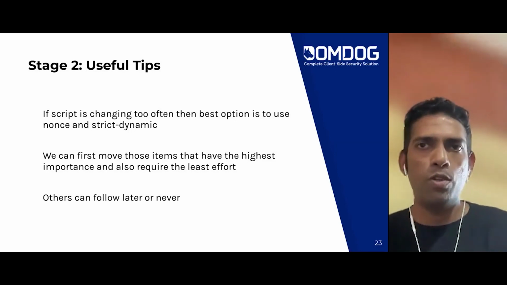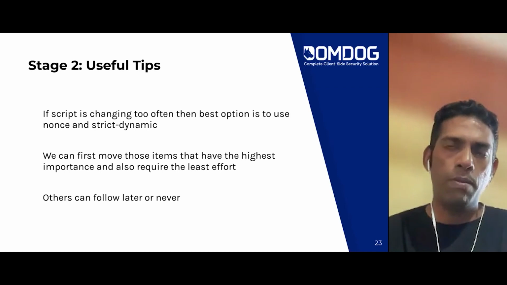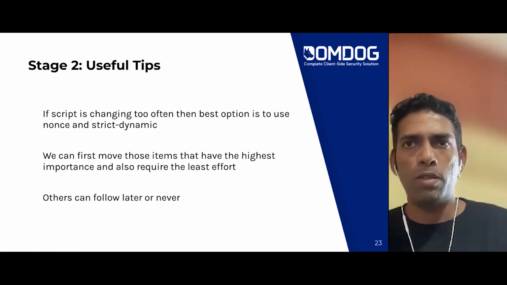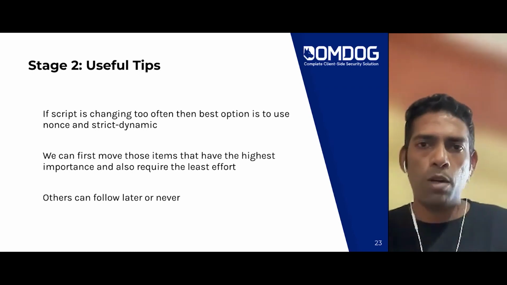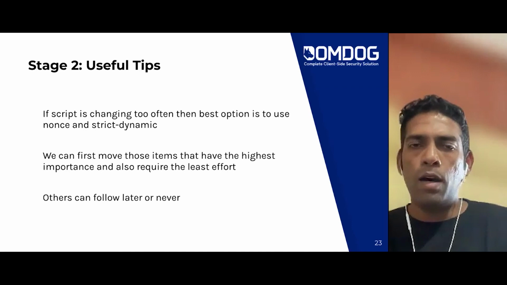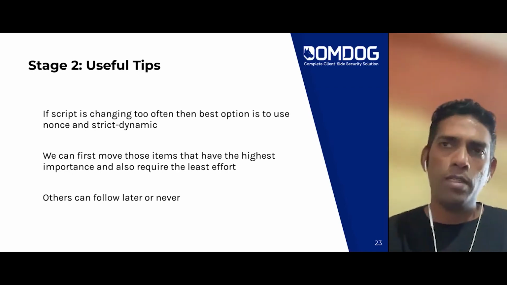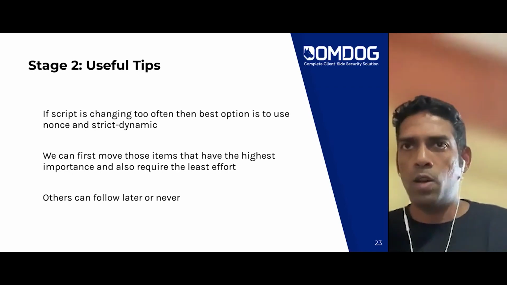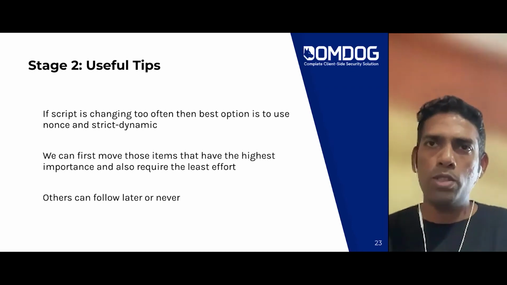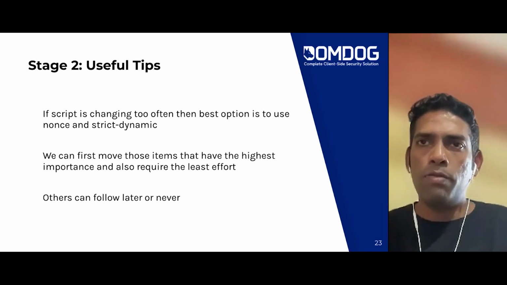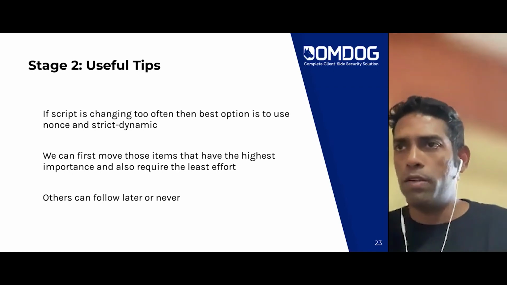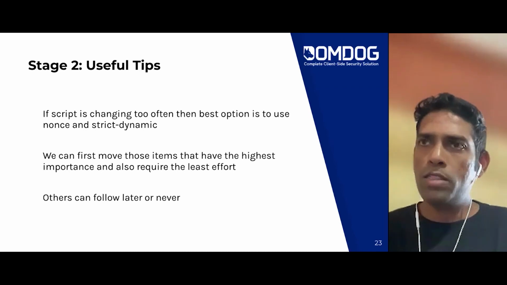So it's very difficult for you to put a blocking mode policy where you say, hey, I only trust these domains to load scripts on my site. So in those cases, the best option is to use something called a nonce along with strict dynamic. There's a lot of information available on the internet as to what is a CSP nonce and what is strict dynamic. But as a general approach, if the script that you're loading is very dynamic, being loaded from a lot of different domains, then you can go for this approach.